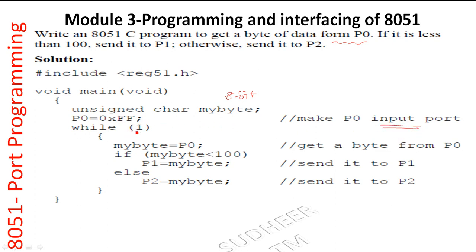Then while(1), meaning this loop will be running forever, it is an infinite loop. Always this is true. Then my byte is equal to P0: we get the data byte from P0 and assign it to my byte. Then we compare my byte. If my byte is less than 100, that is what our question statement says, less than 100, then my byte will be sent to P1, else P2 is equal to my byte.